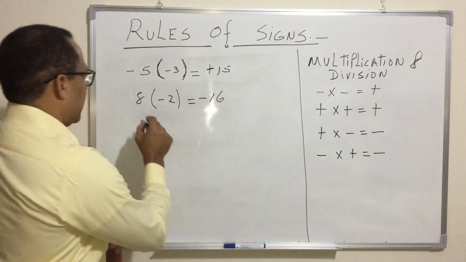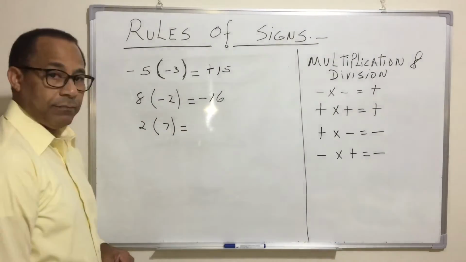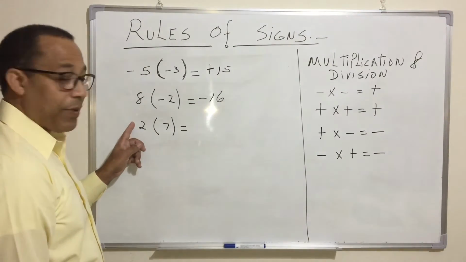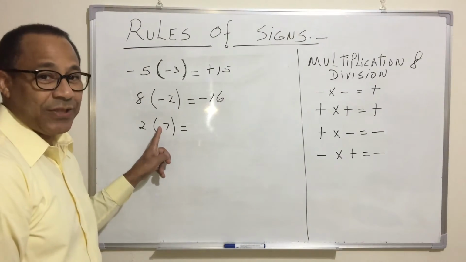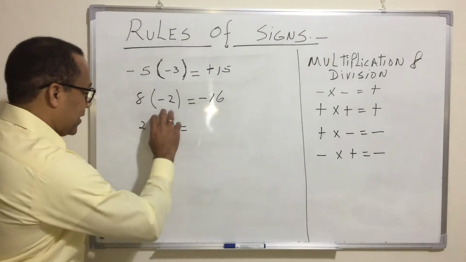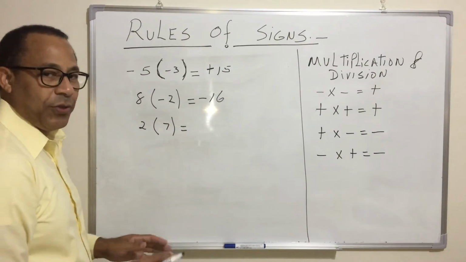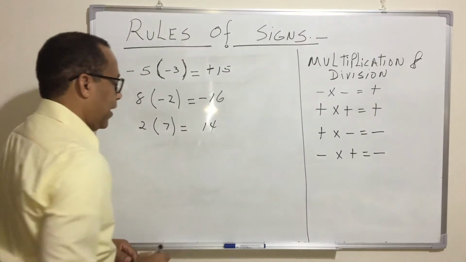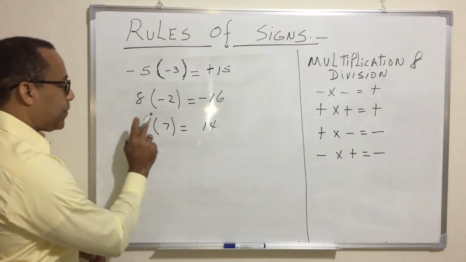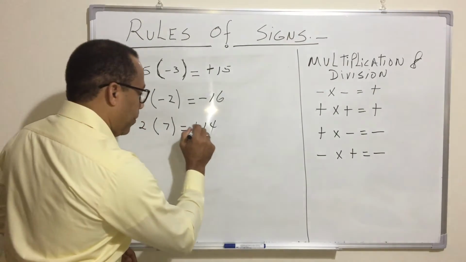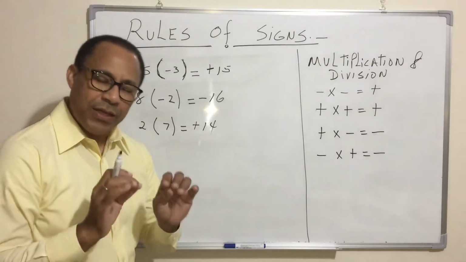Another example? Yes. The 2 has a positive sign. The 7 also is positive because it has no sign to its left. And remember, this is multiplication. And the rule says, when multiplying, just multiply the numbers. 2 times 7 is 14, and you multiply the signs. This will be positive times positive equals positive. And now, let's make it a little bit more complicated.